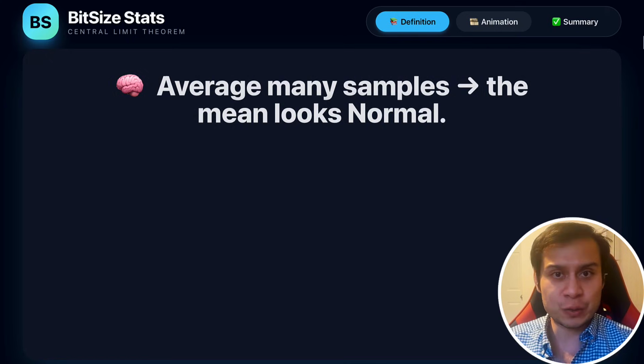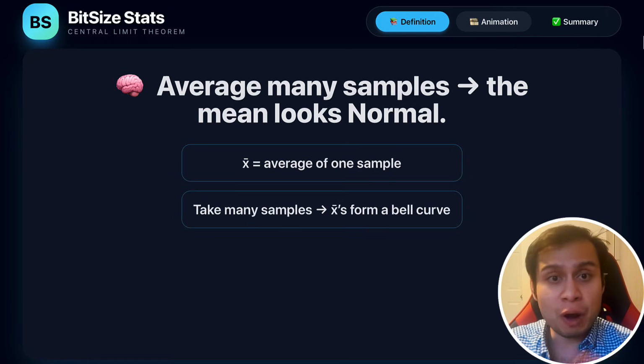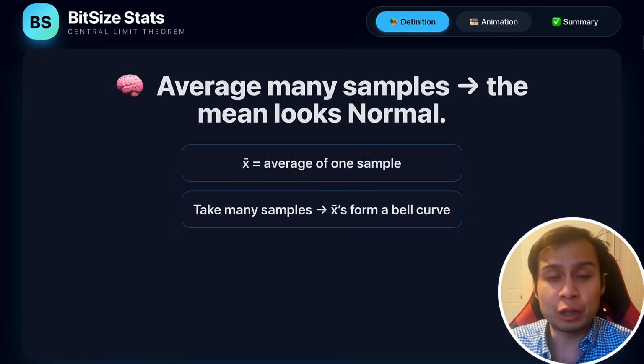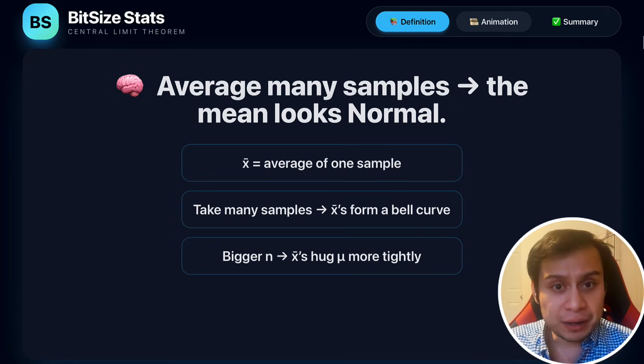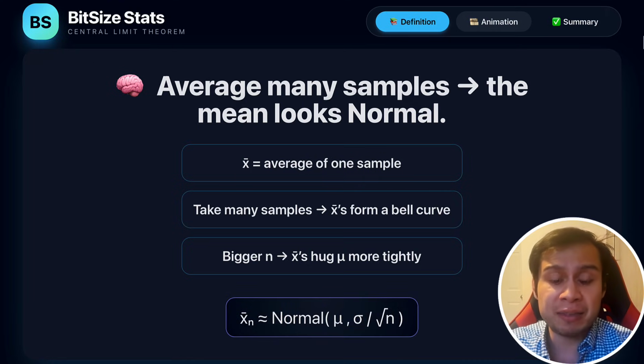It all comes down to this one sentence. We average many samples from a population, and then the means of those samples will look normal. So if x bar represents the average of one sample, and we take many samples from a population, then the averages of those samples will form a bell-looking curve. The bigger the sample size is, the more tightly those averages will hug the actual population average. And this is the mathematical formula.